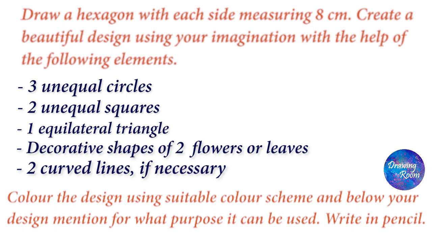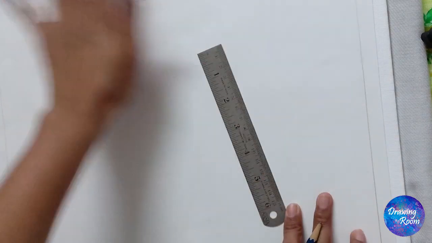Write in pencil. Note these elements down somewhere on the corner of your paper so that you don't have to revisit your question paper again and again. First, we need to draw the outer shape, that is hexagon.